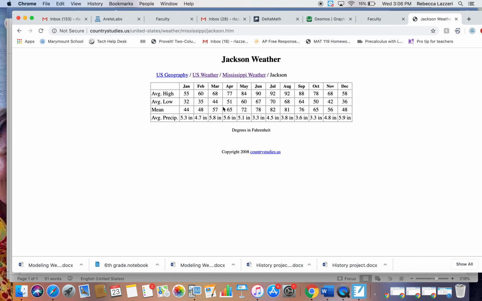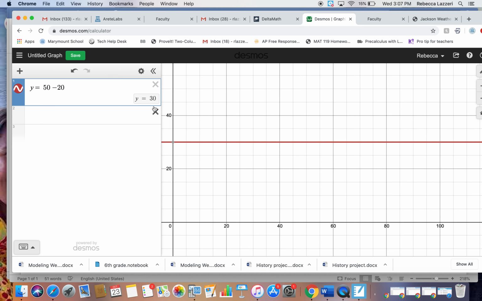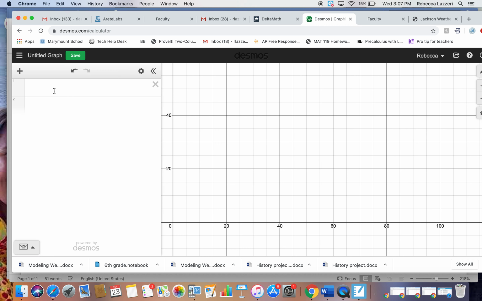We're looking at this right here, the mean. And so you want these points. January, you can call the first month 44. You've got these points right here, okay? So then you can go to Desmos, and let me clear these out. You can put the points into Desmos by hitting this plus sign.